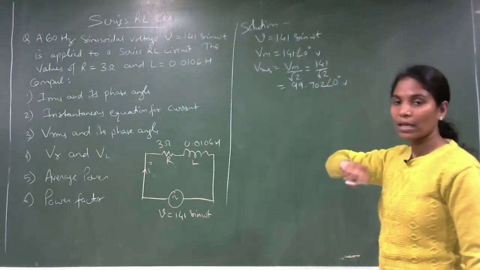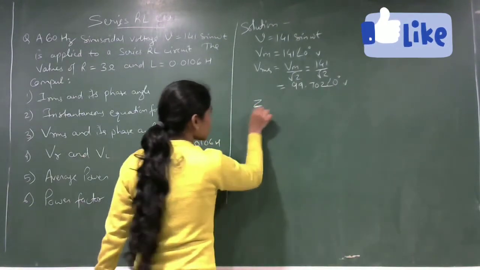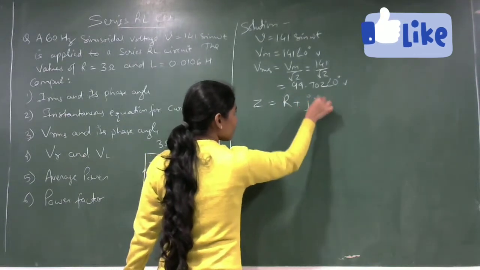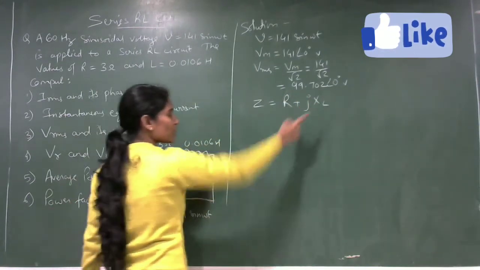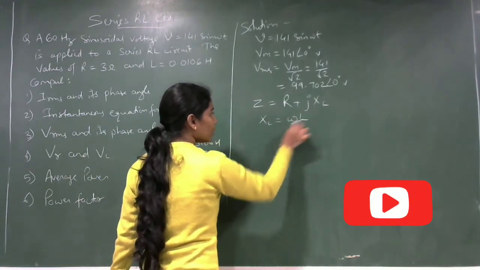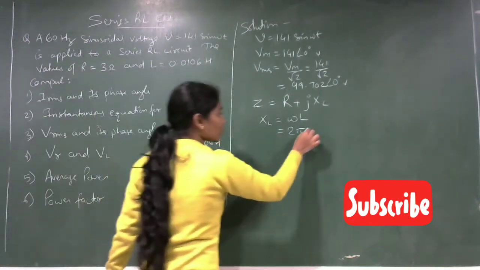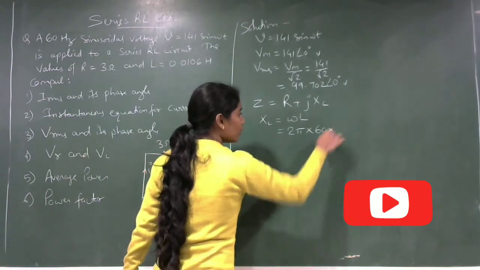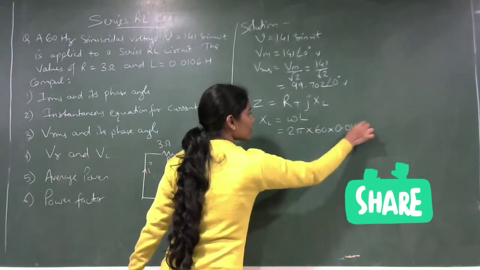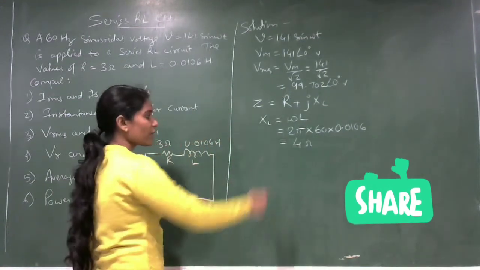For the phase angle, we should know what is the total impedance of this circuit. So let's check what is the total impedance. That is R plus jXL, because we have the RL circuit, so the plus jXL term will come. Now what is XL? That is omega L. Here the supply frequency is given as 60 Hz. So 2 pi into 60 into the inductance value, that is 0.0106. Just calculate these values, and XL we are getting as 4 ohms.